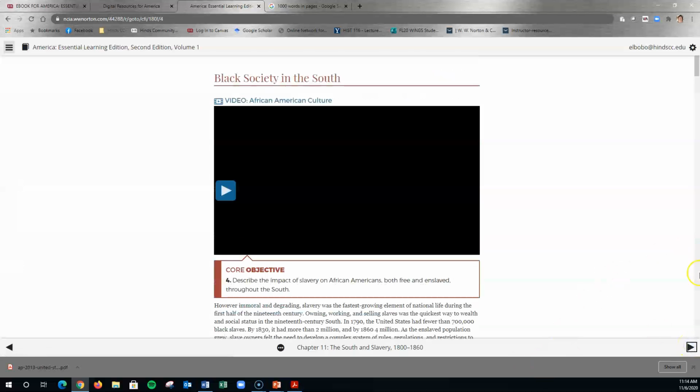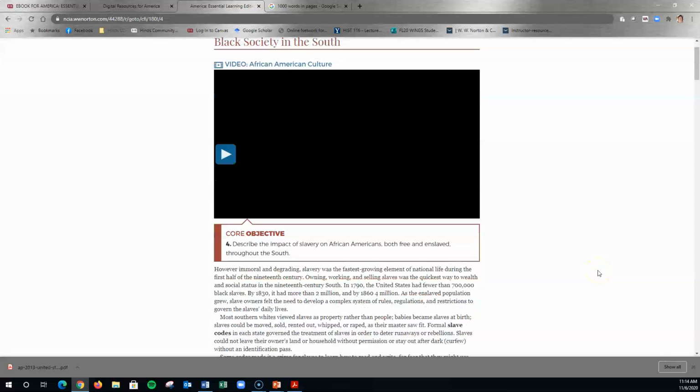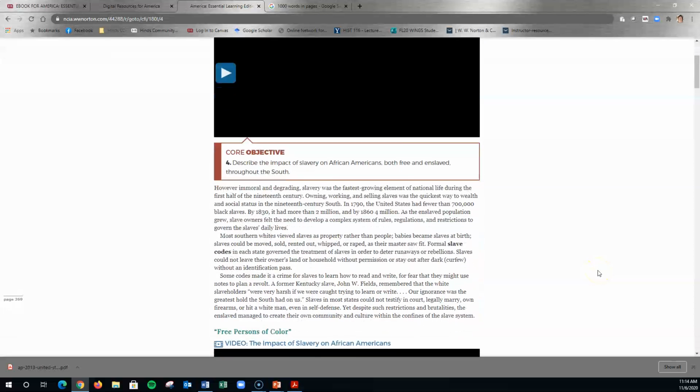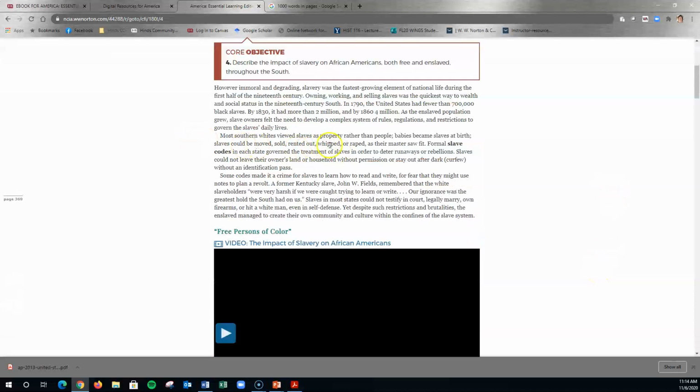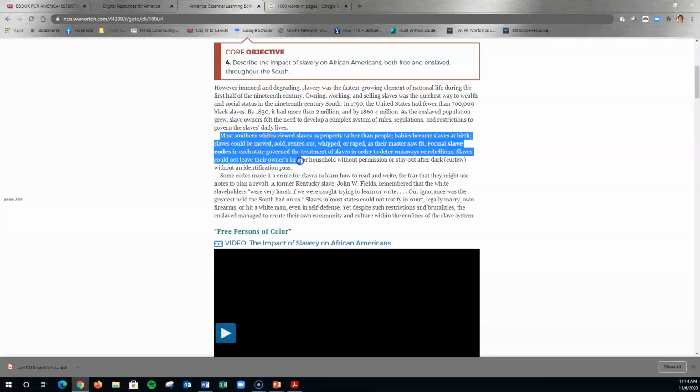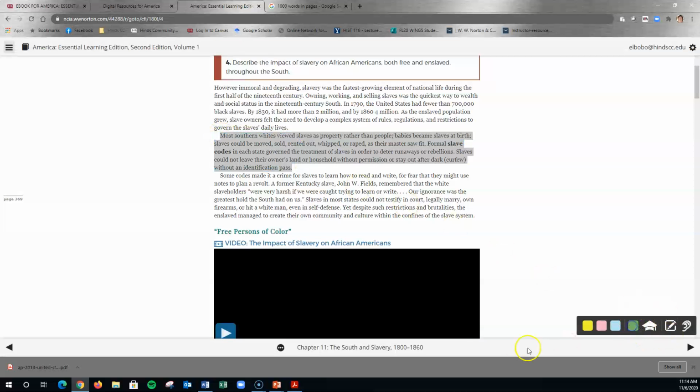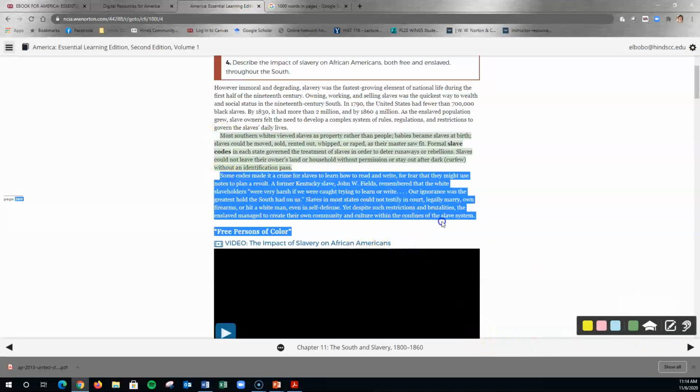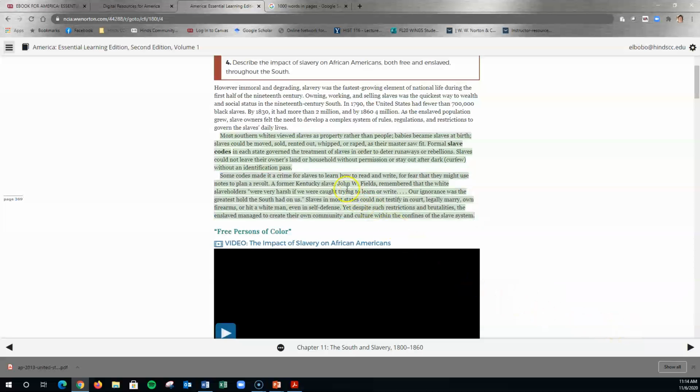Then, of course, the textbook takes you into the flip side of this and takes a look at slave society in the South, and how that worked. It talks a little bit about the slave codes, and the legal background for slavery. And it reminds you that slaves could not learn to read or write. That was a major problem if they were found out to be learning to read or write.